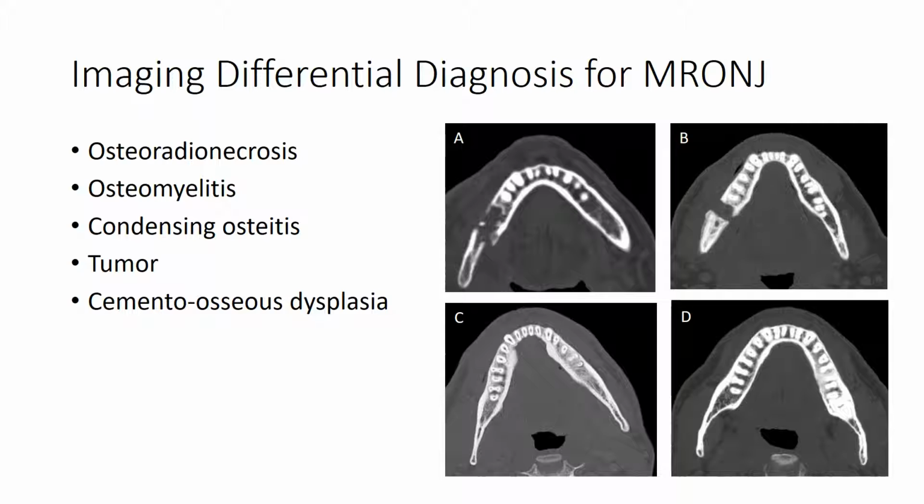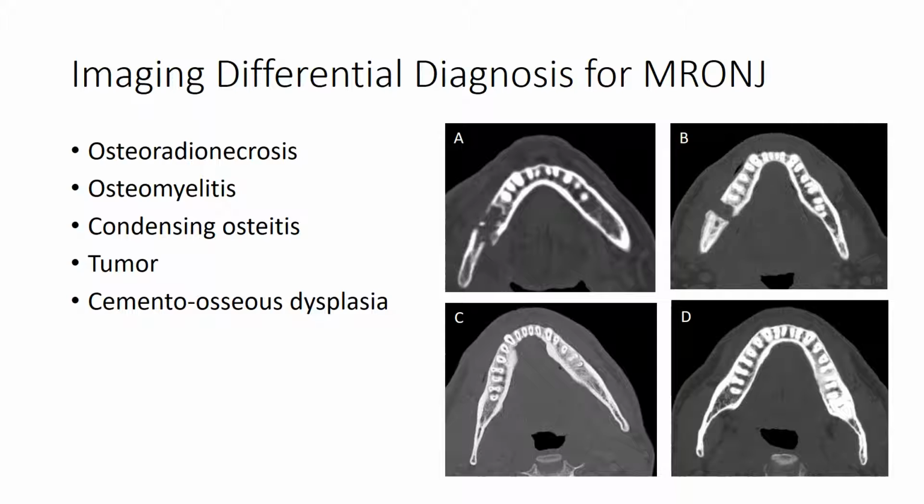Case A on the right is actually a case of osteoradionecrosis. Case B is a case of osteomyelitis. Case C is a case of what is called condensing osteitis. And this is when there is a sclerotic reaction to dental infection within the bone. It's not osteomyelitis. The infection is still localized to the tooth and the periapical tissues, but the surrounding bone becomes sclerotic. This would have a sclerotic appearance, but would not have one of those definitely abnormal findings.